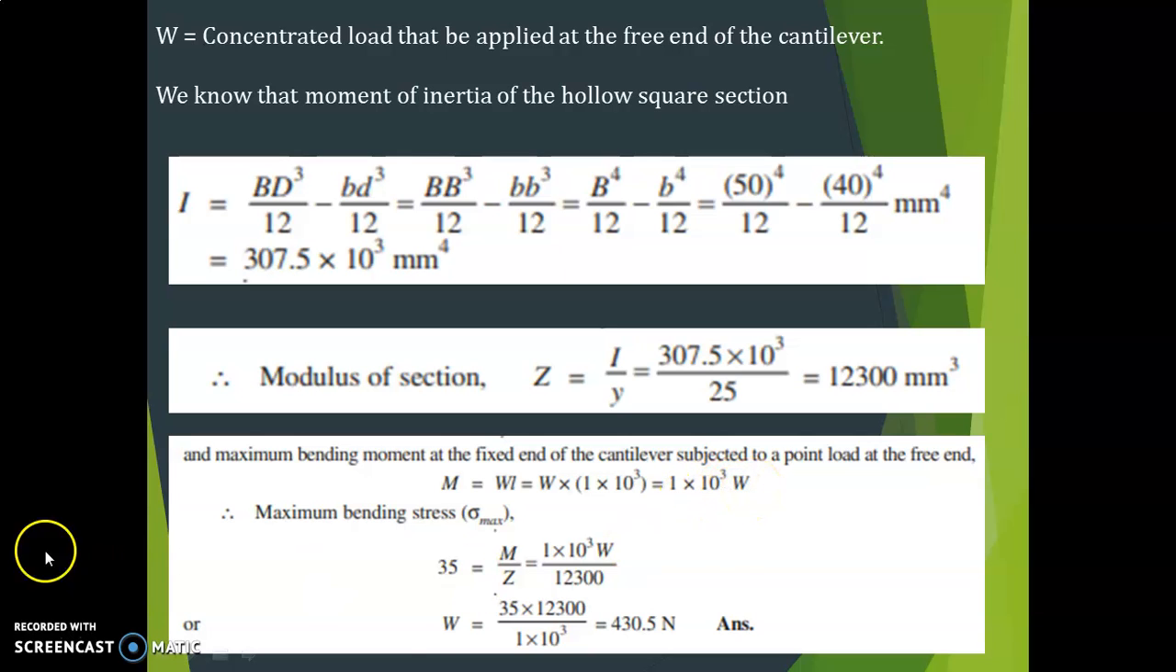Okay, now we have that formula, sigma is equal to M divided by Z. Sigma is equal to 35 is equal to M is 1 into 10 raised to 3 W divided by Z is 12300. Simplify this, you get W is equal to 430.5 Newton. Okay, this is in Newton because all other terms are in Newtons only. So W is equal to 430.5 Newton or 4.3 kilonewton. Okay, so in this way you can calculate what is the W.